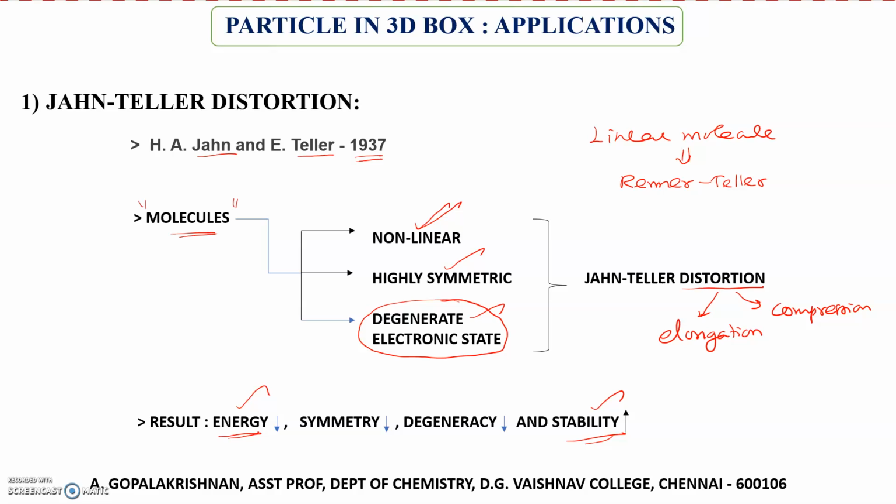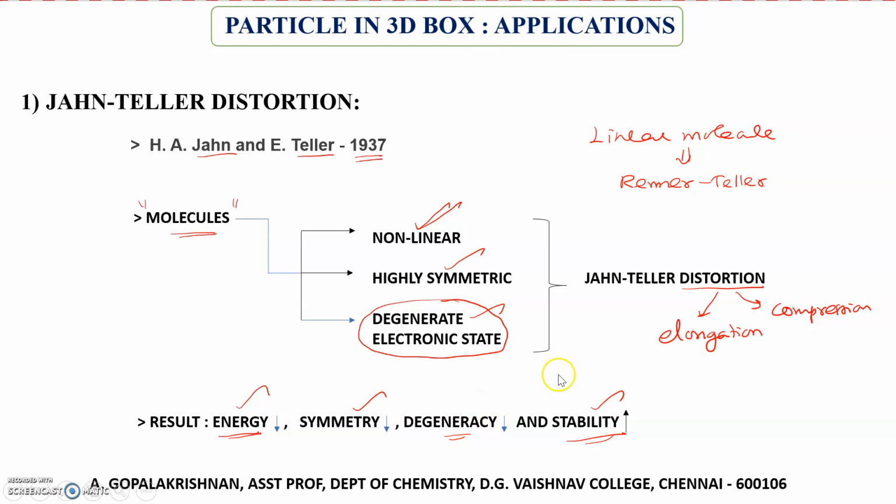Not only that, due to distortion, the highly symmetric molecule goes to lower symmetry. So the symmetry of the molecule decreases. Not only that, if the molecule has a degenerate electronic level, then the degeneracy of that level also decreases. This is the idea of Jahn-Teller distortion. It is observed in nonlinear molecules having high symmetry, and because of the distortion, if you have degenerate electronic states in a molecule, that degeneracy gets reduced.